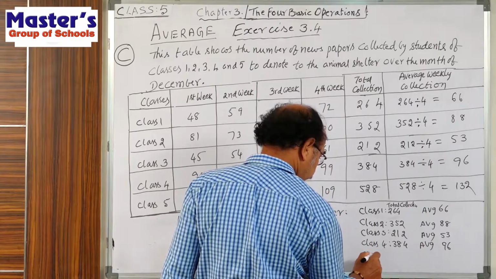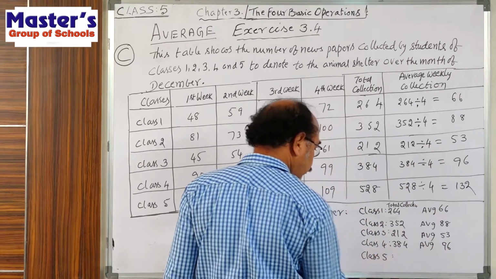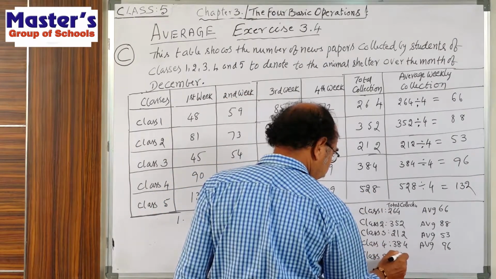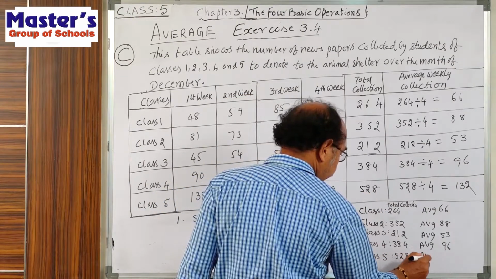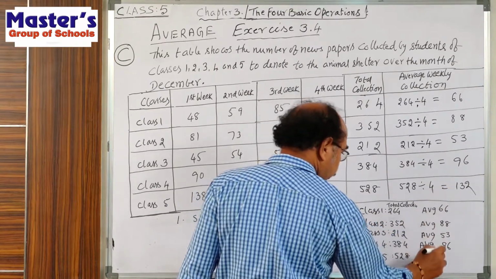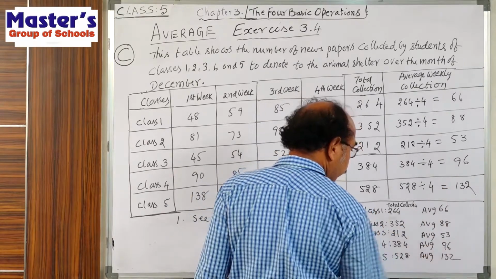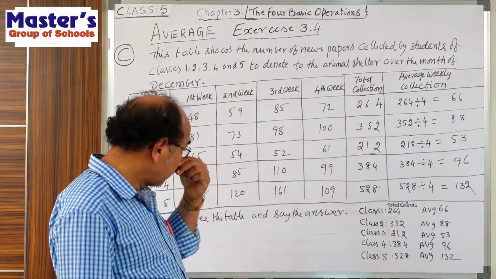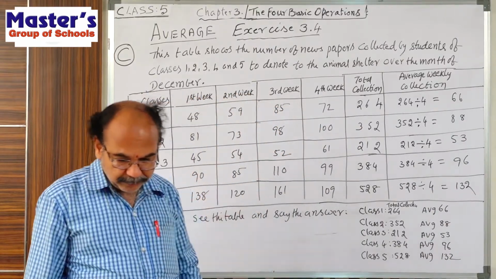Class 5 total collection 528. Average 132. Okay, total collection and average. Okay na?